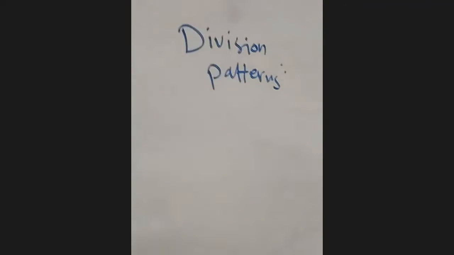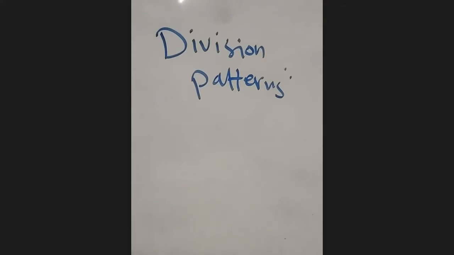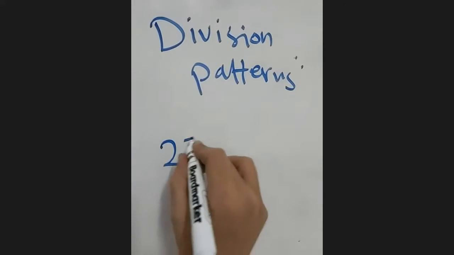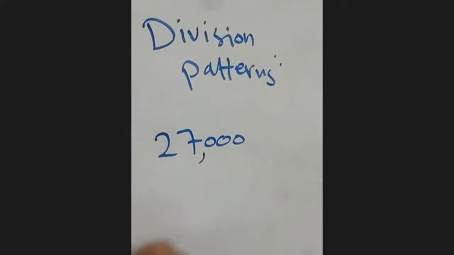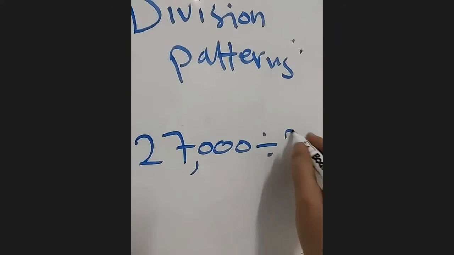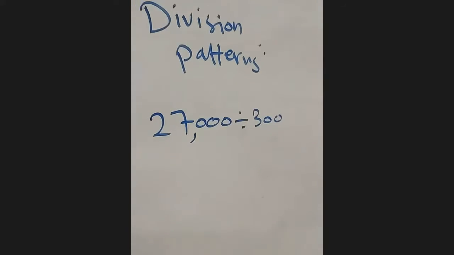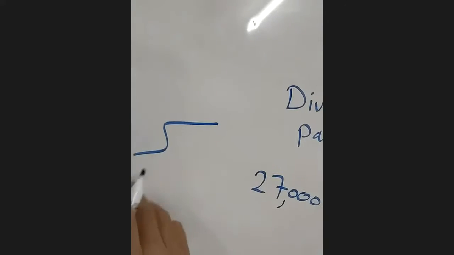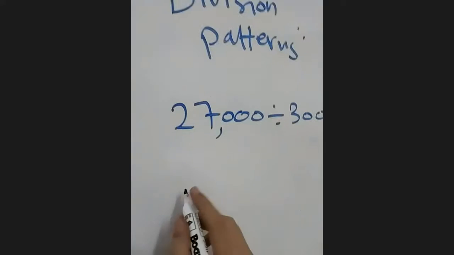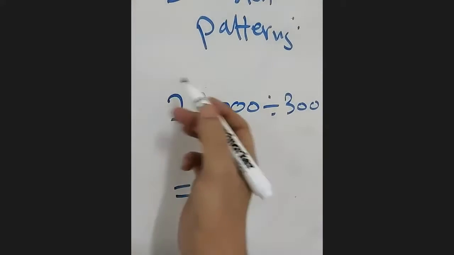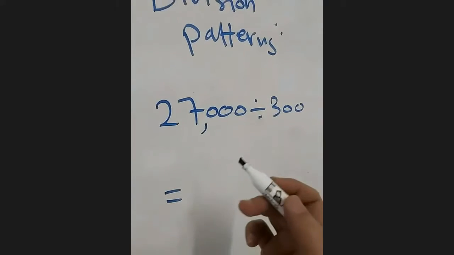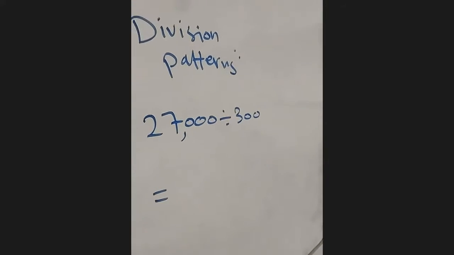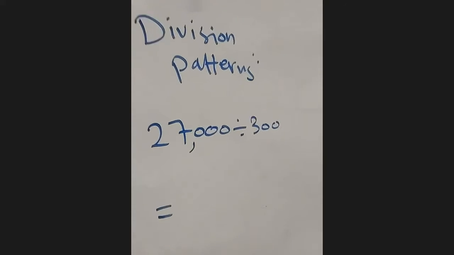We said we can divide mentally some numbers with zeros, like, for example, 2,700 or 27,000 divided by 300. We can divide these numbers mentally without using the long division. We can divide the non-zero numbers together, then we can cross the common zeros between the dividend and the divisor.